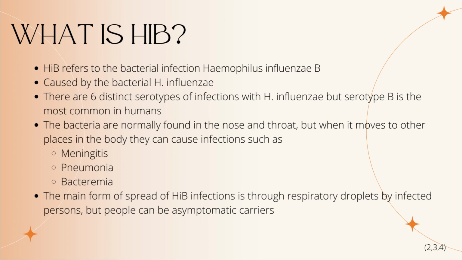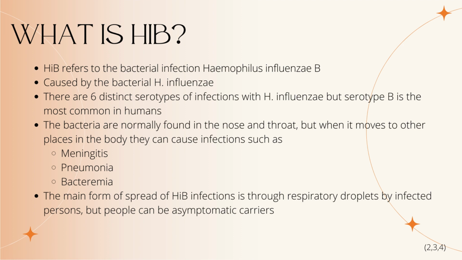Before we discuss the vaccine, let's learn about what HIB is in the first place. HIB refers to any infection caused by the bacteria Haemophilus influenzae B. This is one of the 6 distinct serotypes of H. influenzae. Serotype B is the one that most commonly impacts humans.